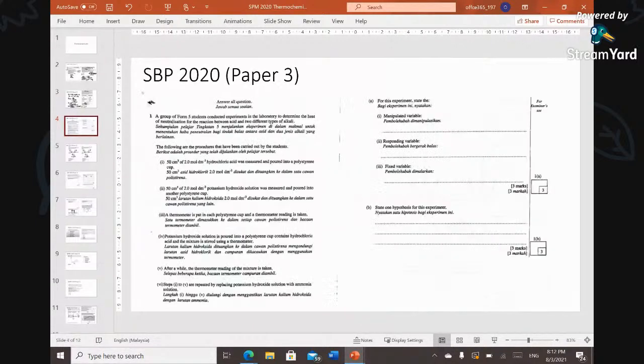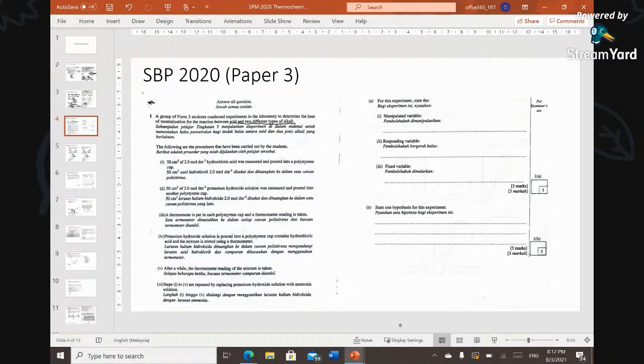Okay, paper 3. I will cover thermochemistry, paper 1, paper 2, and paper 3. So SVP, we can look at paper 3 straight away. This is about heat of neutralization, so read the question. A group of Form 5 students conducts an experiment in the lab to determine the heat of neutralization for the reaction between acid and two different types of alkali. The following is the procedure that has been carried out by the students.